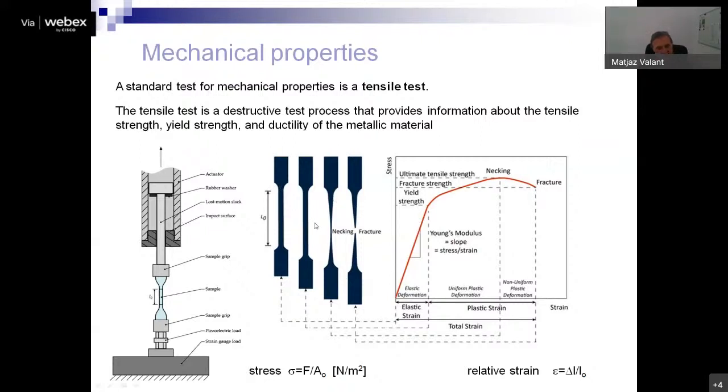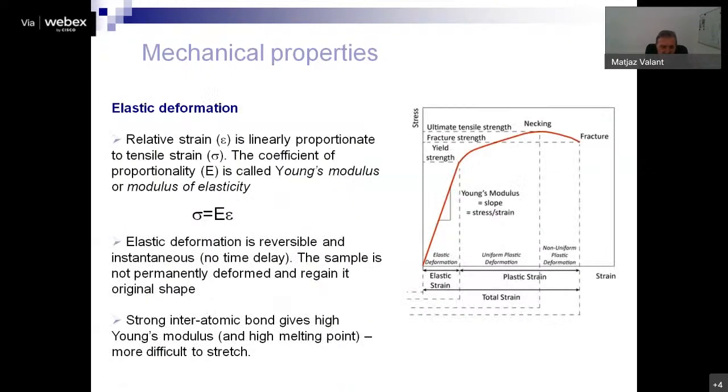Now, next, I would like to go a little bit more in detail about elastic deformation and plastic deformation, why these two deformations are so different, and what the atomic reason for their difference is.